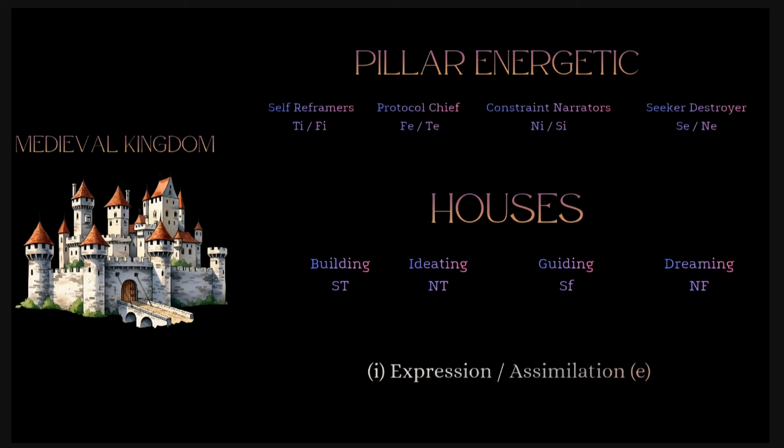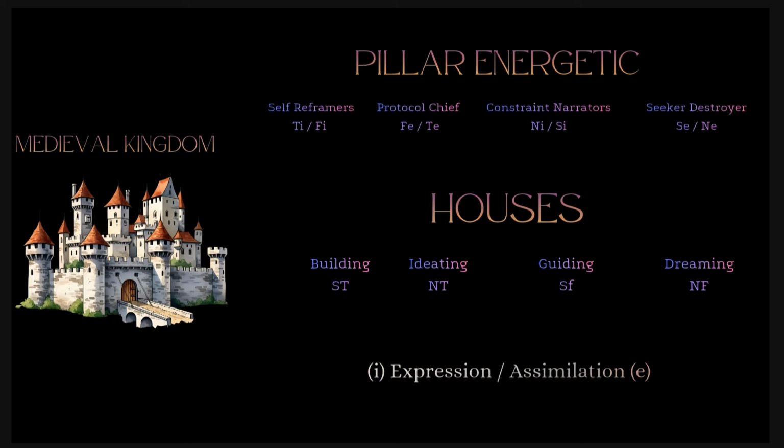There are also four houses, two functions working together. Sensation and thinking is building. Intuition and thinking is ideation. Sensation and feeling is guiding. And intuition and feeling is dreaming or imagination. It's important to note that it doesn't matter the attitude, so it could be an introverted or extroverted function. As long as it's two whole functions, they're going to formulate a certain process of either building, ideation, guiding, or dreaming.